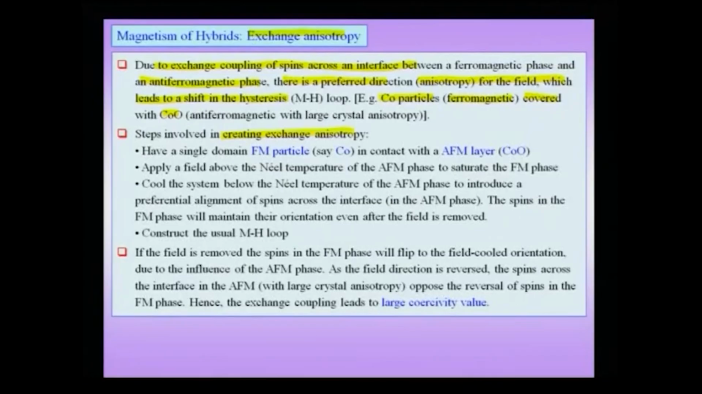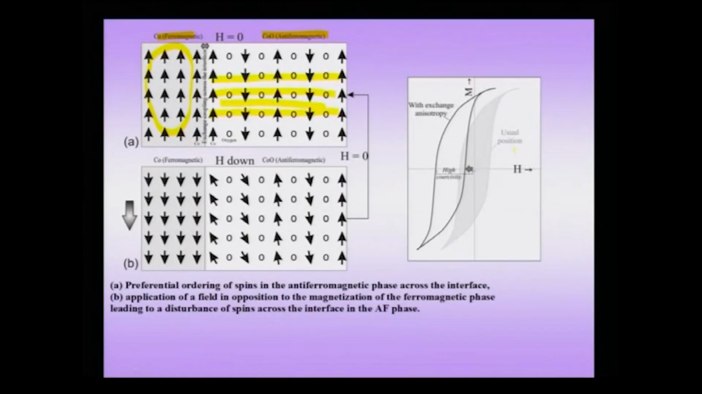The steps involved in creating this exchange anisotropy are as follows. First, of course, you have a single domain ferromagnetic particle like cobalt in this example in contact with an antiferromagnetic material like cobalt oxide. And we have already noted that this antiferromagnetic coupling is actually mediated by a phenomenon known as super exchange by these oxygen atoms.